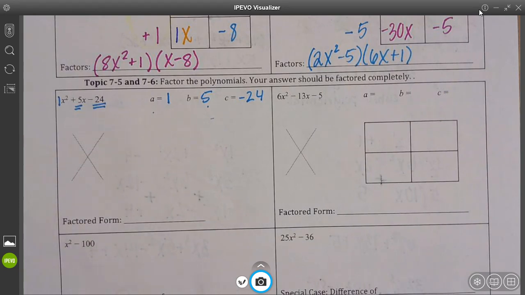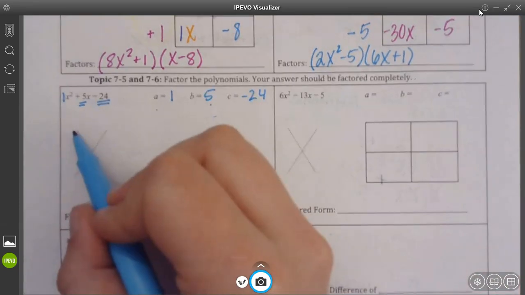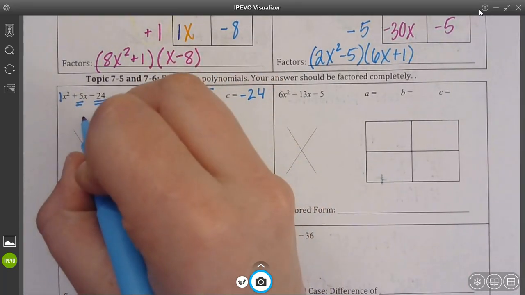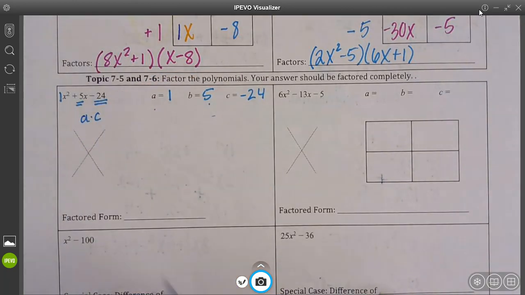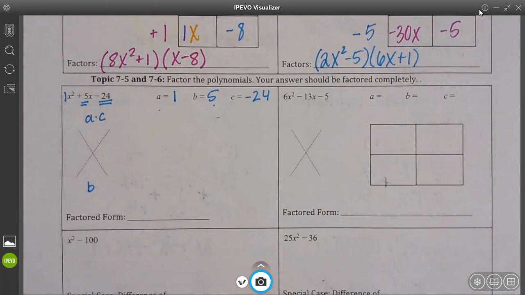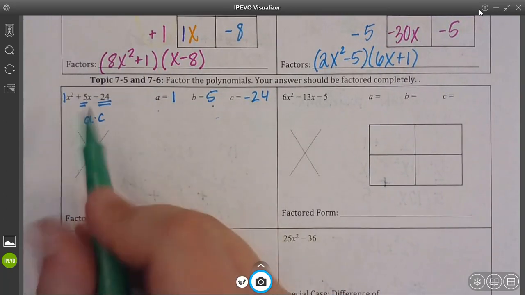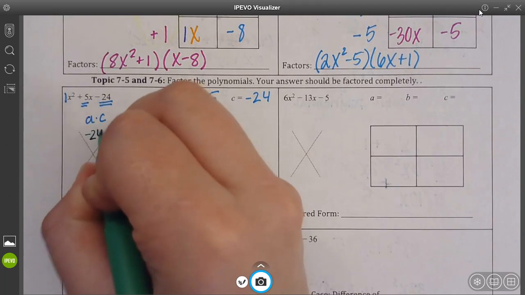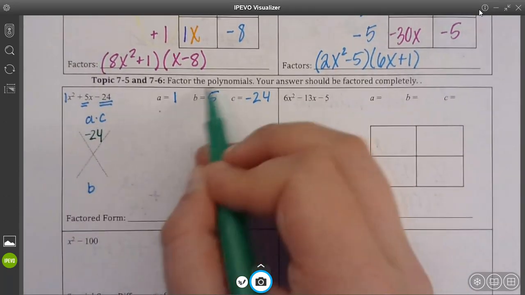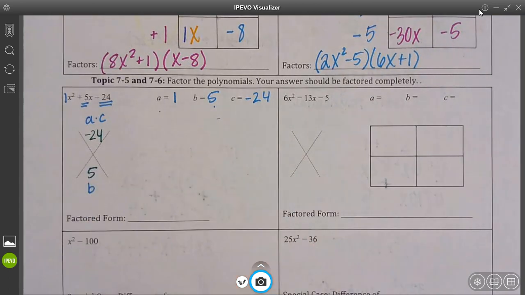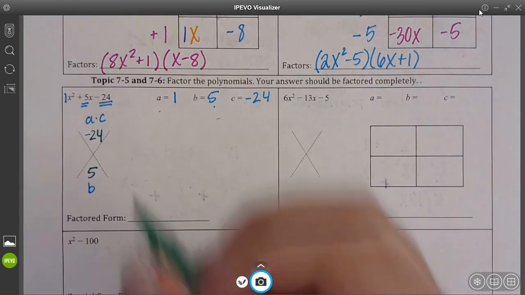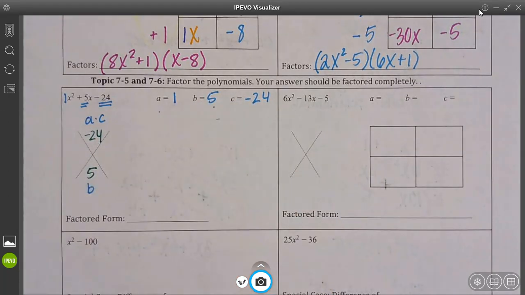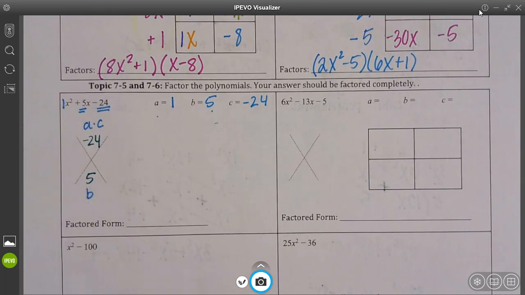And the X box method that we can use here requires us to do a little bit of a number puzzle, I call them, where on the top we take A times C, and at the bottom we put our number B. So A times C means I'm taking 1 times negative 24. That's negative 24. And then my B term is 5. And what I'm trying to solve for here is 2 numbers that when I multiply them together, it gives me negative 24. And when I add them together, it gives me 5.